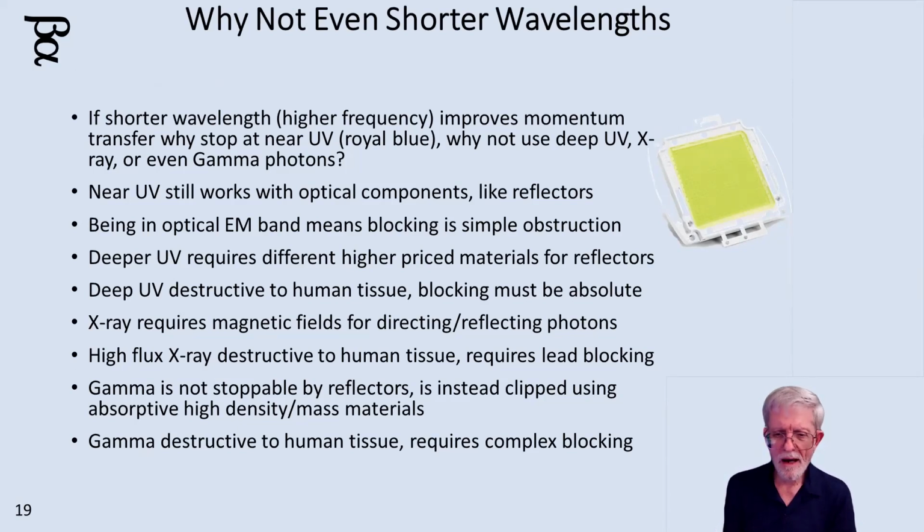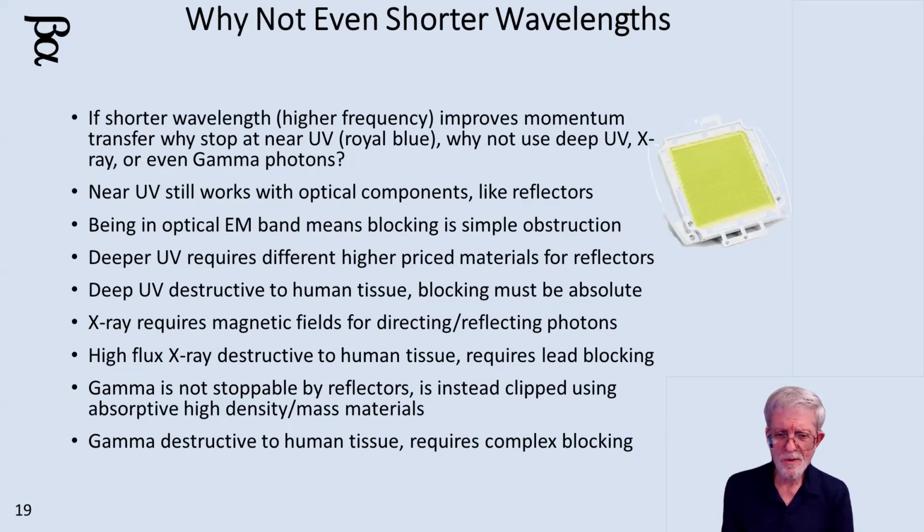When we start talking about things in the visible to deep UV, we can still use simple things to block it or to direct the light. As we get into deeper UV, you need different materials for your reflectors and for your lenses. And deep UV, if you've ever heard of UVC or the UVC band, is destructive to human tissue. It's used for sterilizing hospital operating rooms, and people can't be in there at the time that it's turned on. So blocking needs to be absolute.